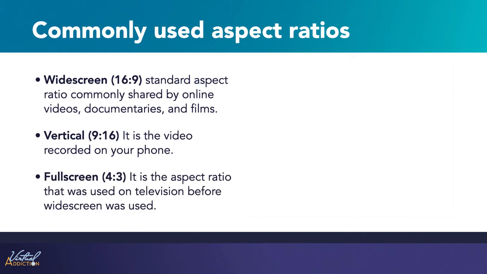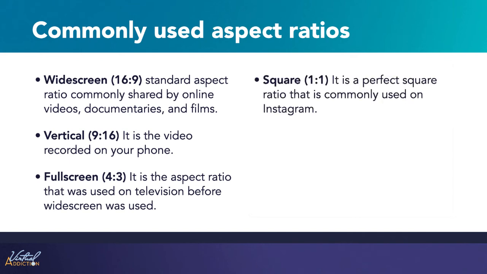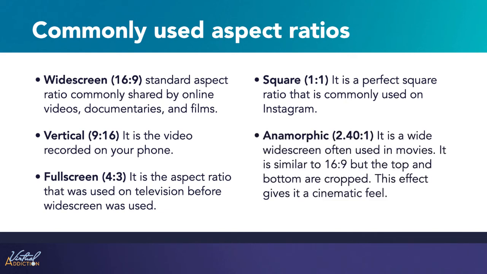Full screen is considered 4:3. It's the aspect ratio that was used on television before widescreen was used, and it generally focuses on a particular element at a time. Square is 1:1. It's a perfect square ratio and is commonly used on Instagram. Anamorphic is 2.40:1. It's a widescreen and it's often used in movies. It's similar to 16:9, but the top and the bottom are cropped. This effect gives a cinematic feel.